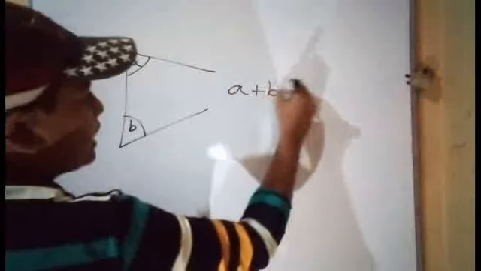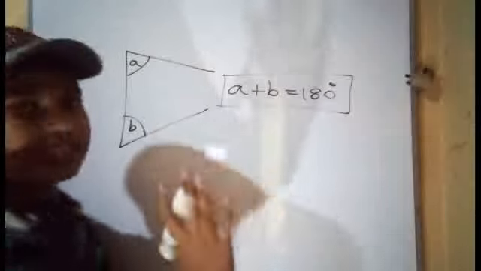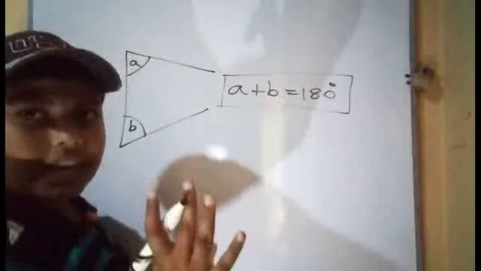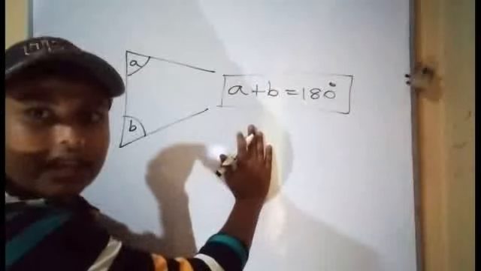Let's see, move on. Allied angles mean, let's see, from the textbook: in the figures, the two pairs of angles are pairs of allied angles, like this. This is A, this is B. Now, A plus B equals 180. This is the main equation.